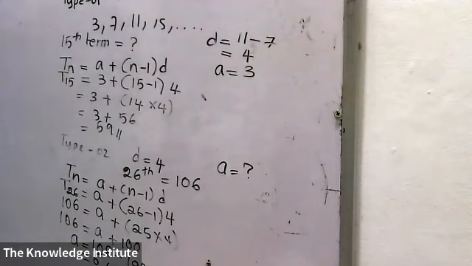I think you all can't see the last part. You can now start copying if you all understood. This is type 1, type 2 done.